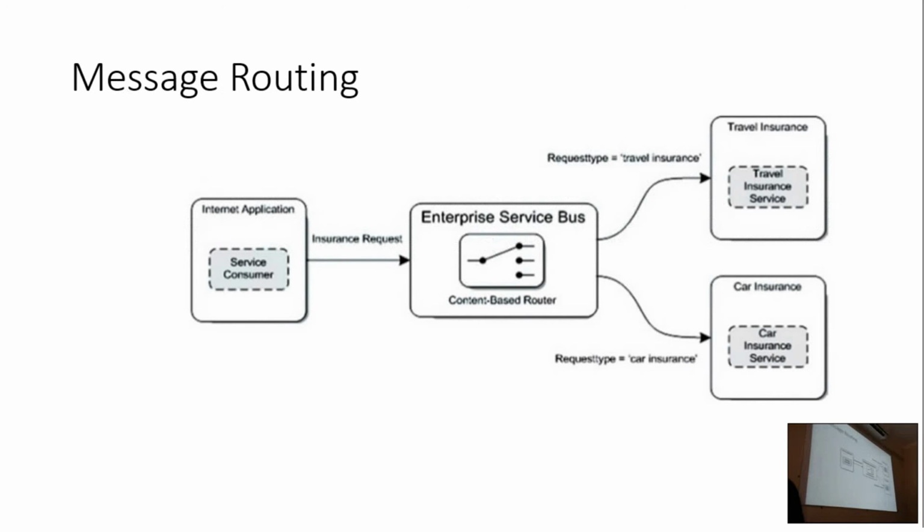Message routing. This is part of the MOM model. The application sends to the enterprise service bus, and the ESB will deliver the message to the relevant queue or whatever the destination, right? So this is what is meant by message routing. It knows the destination. Okay.